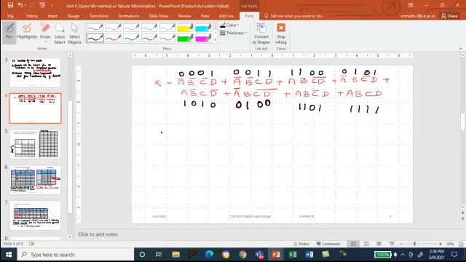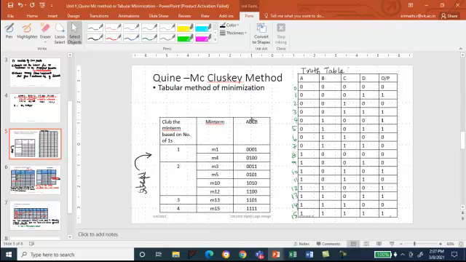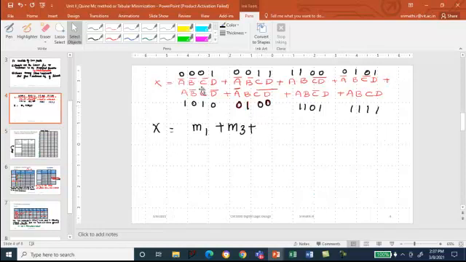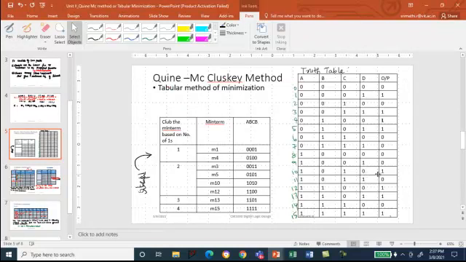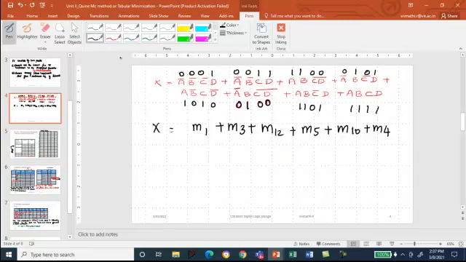So X in terms of minterms: the first one is m1 plus m3, and 1100 is 12, so m12, and m5, and 1010 is m10, m4, and 1101 is 13, so m13, and m15. These are all the minterms for which your output is 1.